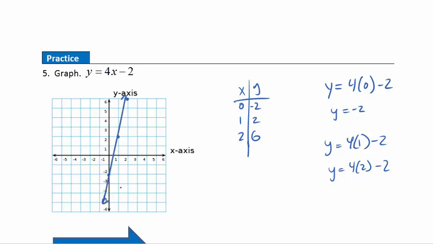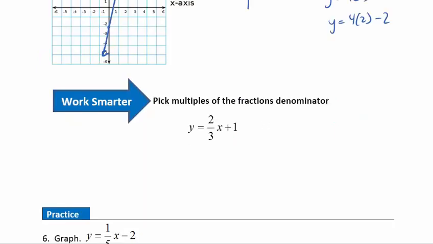So another way to work smarter when we're graphing linear equations is to pick multiples of a fraction's denominator if you have a fraction as part of your equation. So notice we've been solving everything up to this point with whole numbers, but now we've run into this equation y equals 2/3 x plus 1. Well, whatever value I put in for x, I want to make doggone sure it's a multiple of 3.